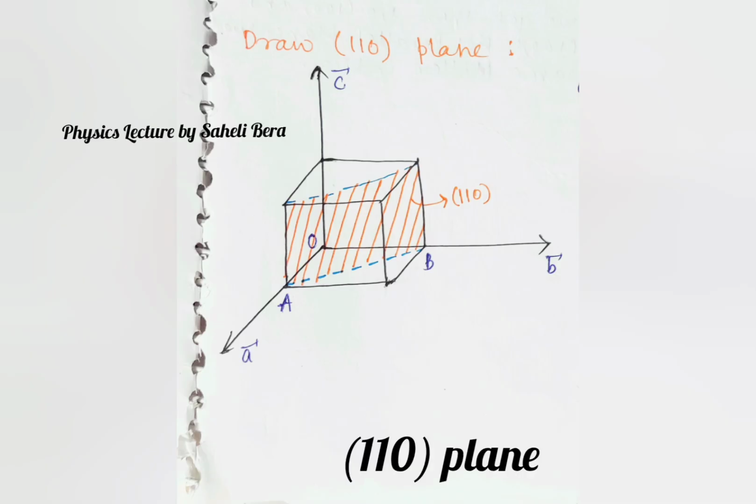Next is the 1 1 0 plane, where we take the reciprocal, so it will be 1 1 infinite. It will cut the x-axis and y-axis at A and B, but it will not intersect the z-axis. So this plane will look like the orange color one. The previous plane had a square shape, but this plane has a rectangular shape.